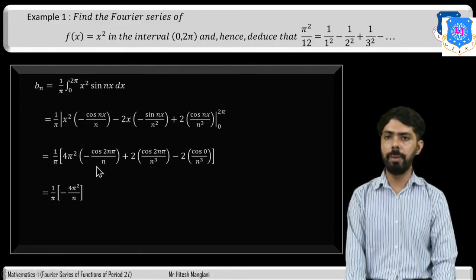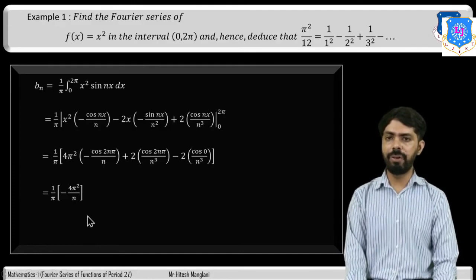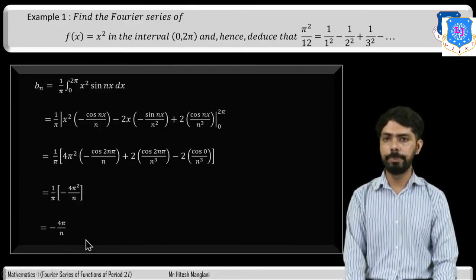So finally it will be minus 4 pi square divided by n. Now if we simplify this result, then it will be minus 4 pi divided by n, because pi square divided by pi will be pi. So this is the answer of bn.